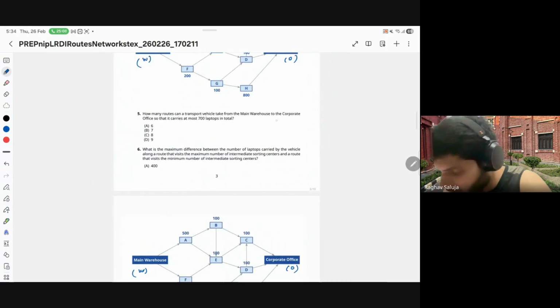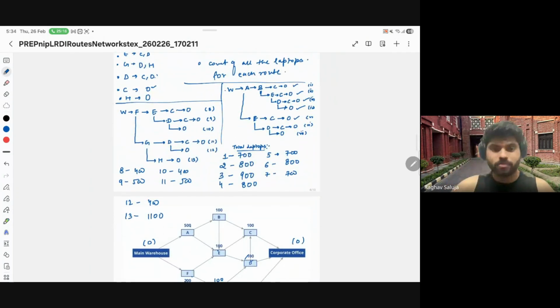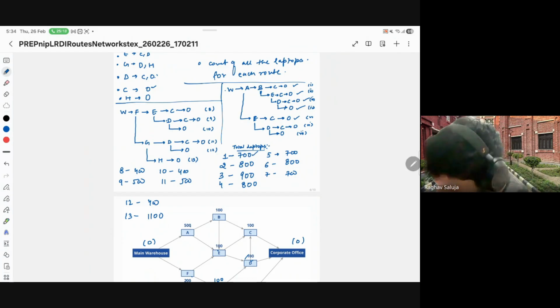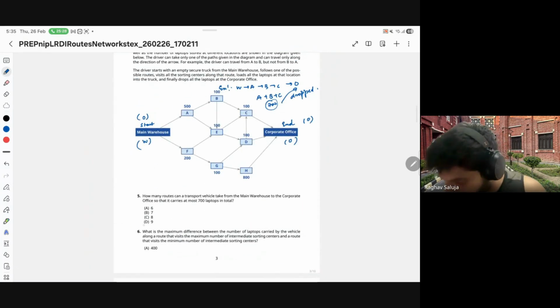How many routes can a transport vehicle take from the main warehouse to the corporate office so that it can carry at most 700? Now just tell me in how many of these routes it is at most 700. In one, two, three, 4, 5, 6, 7, 8. 8 routes have at most 700, so the answer is 8. Sorted.